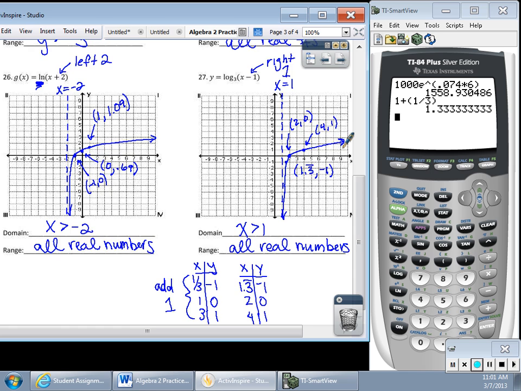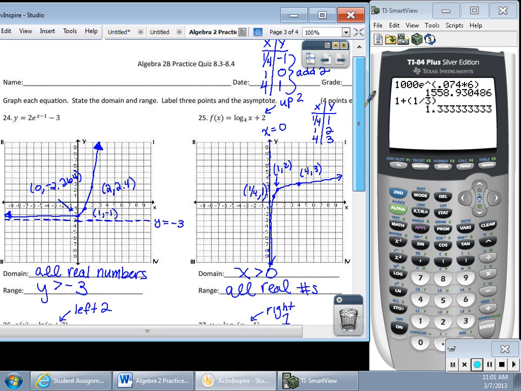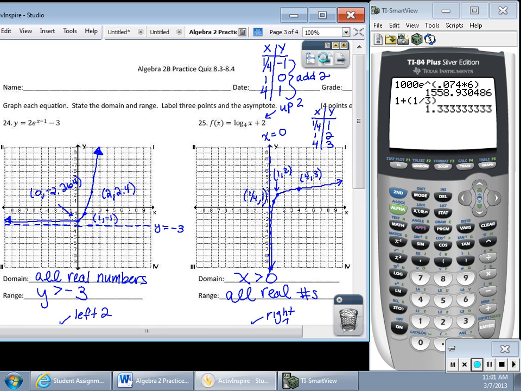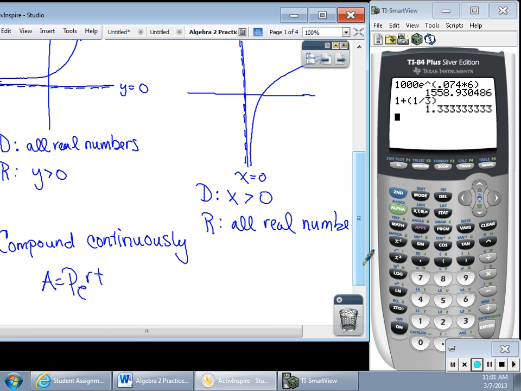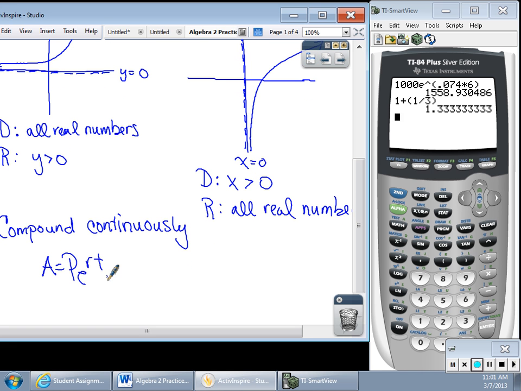Okay, and that's it. So study tonight. Best of luck tomorrow. Again, you really, really want to know all of these here. You need to know your domain and range for exponential and logarithmic, and you need to know your A equals P times e raised to the rt.